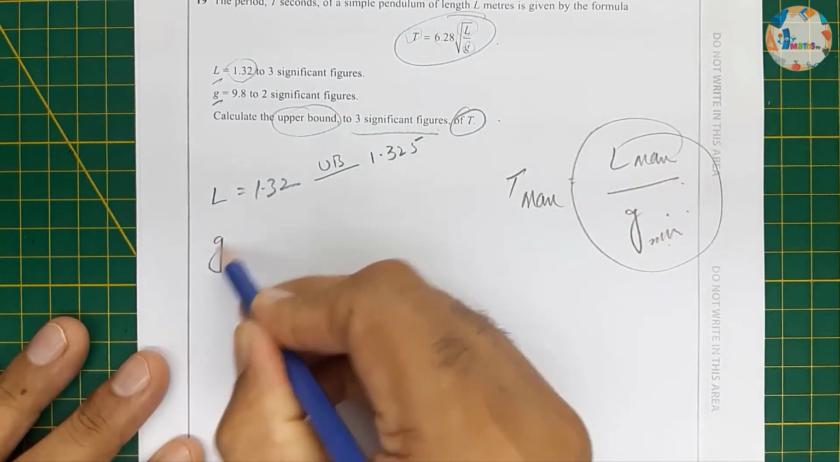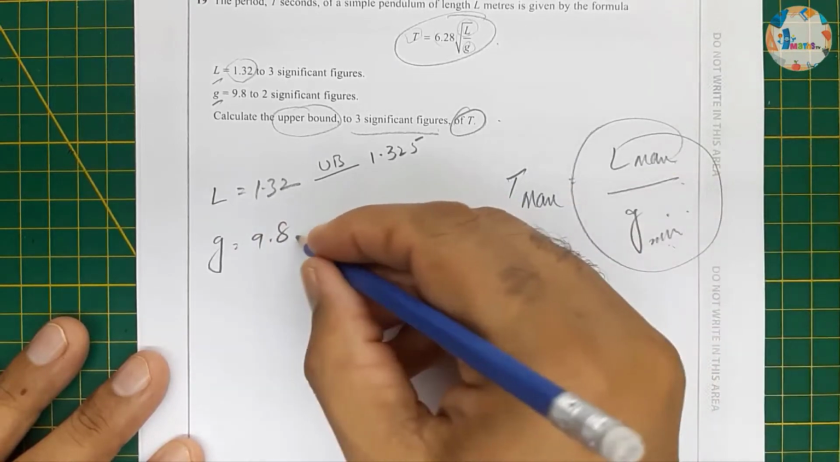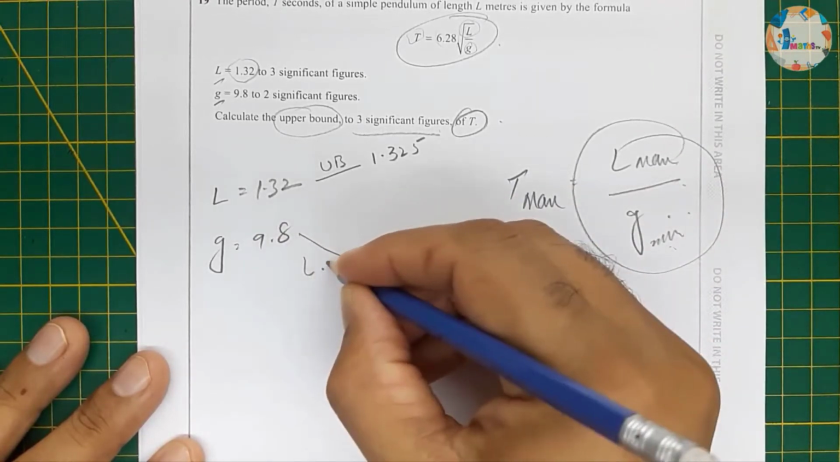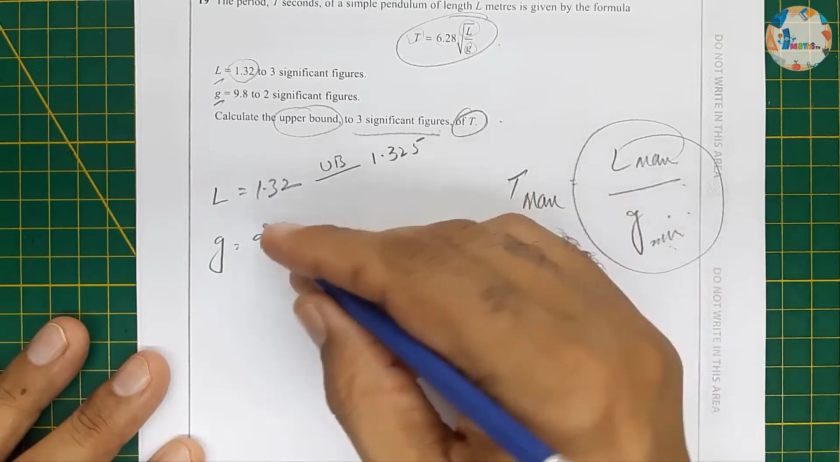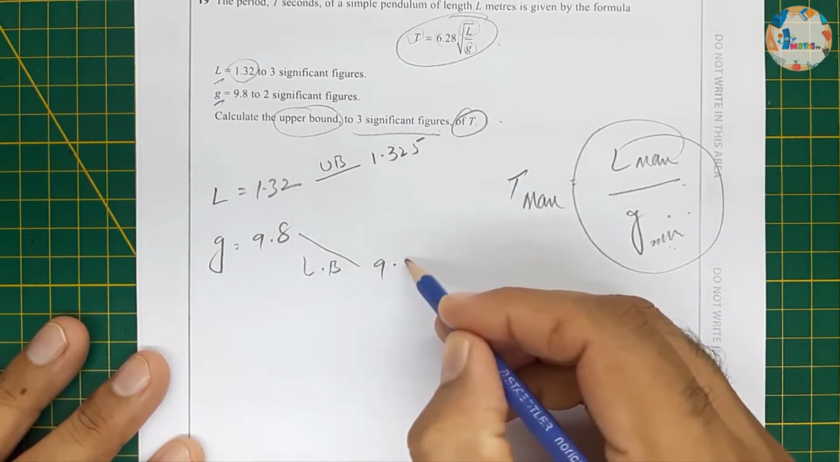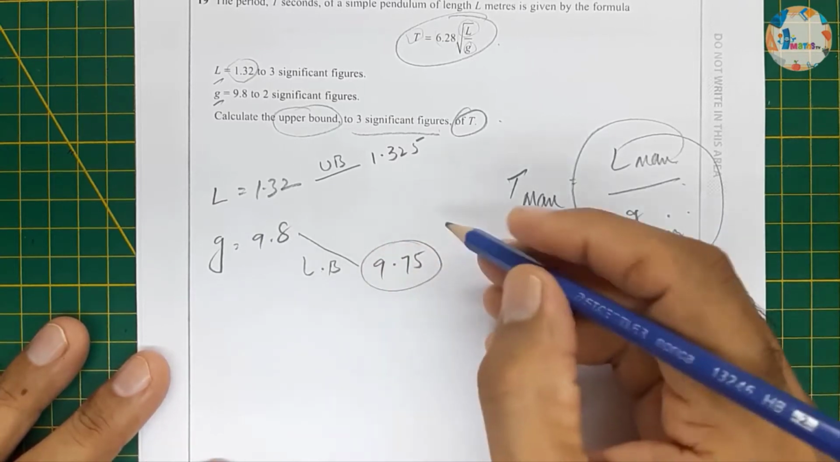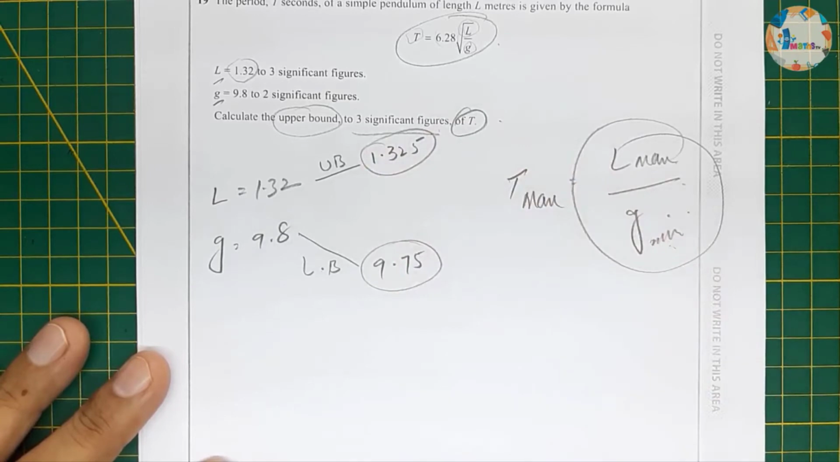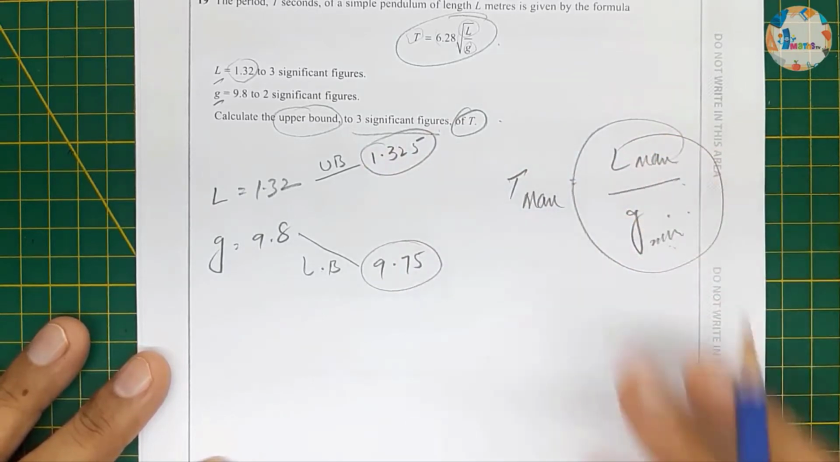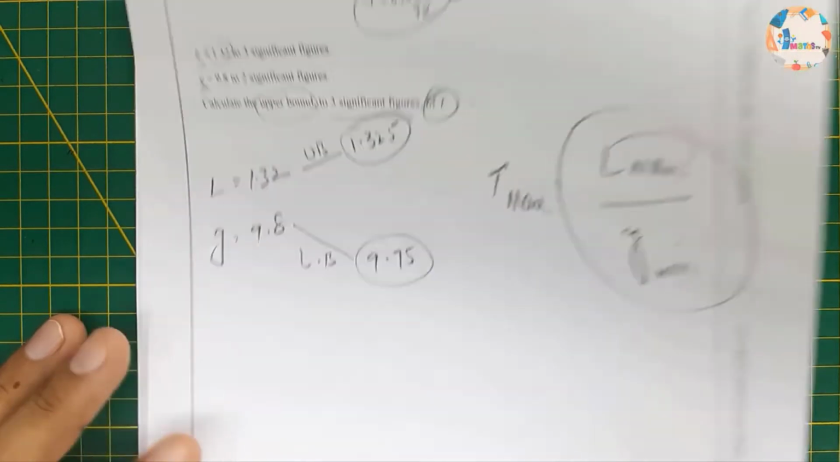And for the G value, G is equal to 9.8, and basically we require the lower bound, so I will write the lower bound of G, which will be 9.75. So this is the lower bound of G and this is the upper bound of L, and we will replace them in this formula which is provided, and we will get the answer.